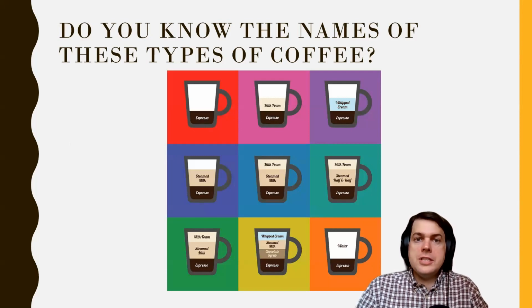Okay, so to get started today, I'd like you to take a look at this picture. So here we have 9 different types of coffee. And I'd like you to look at it and try to think how many you know the name of. What is the name in English? And you can work together with a partner, or you can have a small group of people. And then after a few minutes, we'll come back together and check how many you could find.